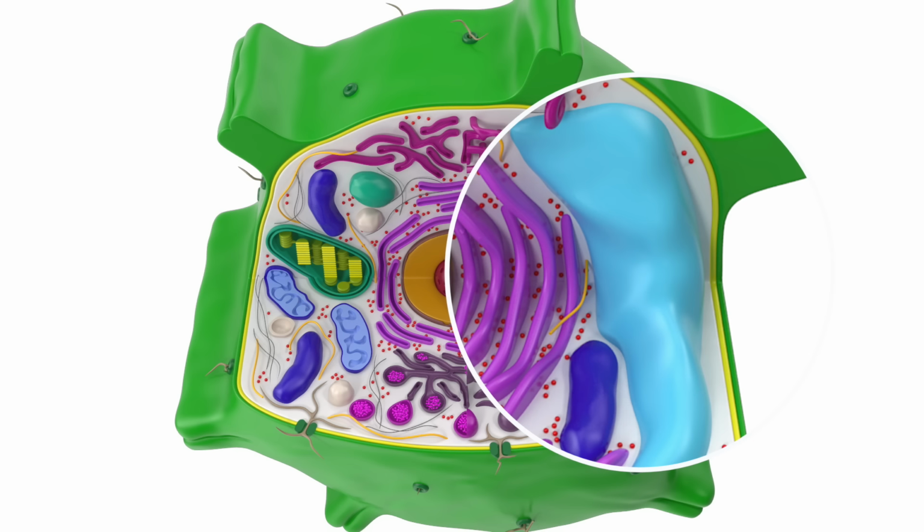Vacuoles are membrane-enclosed storage units with different functions depending on the type of cell. In plant cells, the central vacuole is huge and crucial. It stores water and nutrients and maintains turgor pressure, helping the plant stay upright. In animal cells, vacuoles are smaller and more numerous, storing ions, nutrients, and waste products.